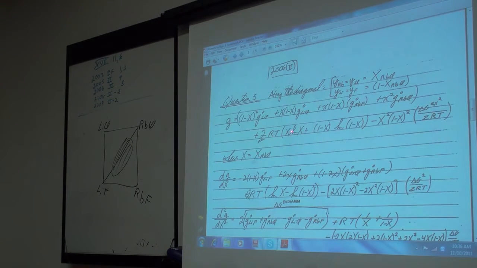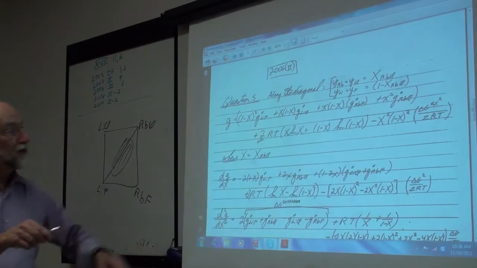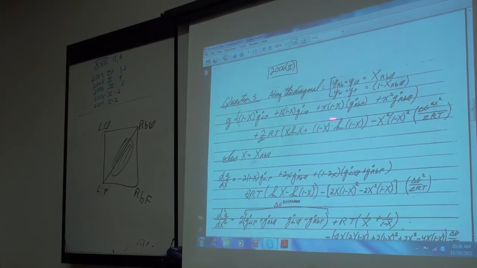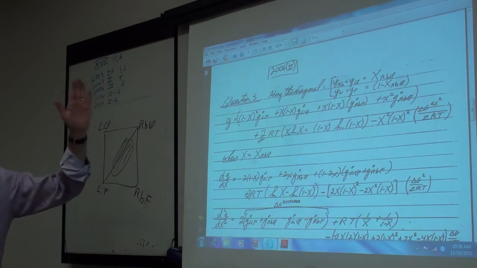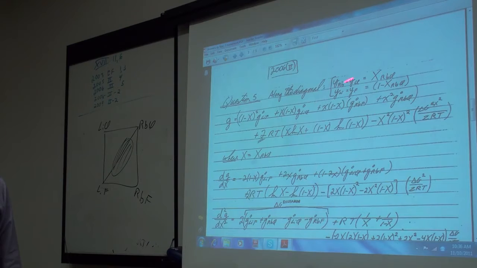Plus 2 RT, because you're mixing here. This is your mixing term, I put a 2, you have RT X log X plus 1 minus X log 1 minus X in the cation lattice and in the anion lattice. They're the same. So this is the first term for mixing the cations, the second term for mixing the anions. Minus, and then this is the short range order term, which was the product of Y lithium, Y rubidium, Y chlorine, Y fluorine, which then turns out to be, using this substitution, X squared 1 minus X squared del G exchange squared over Z RT. So that's your substitution, where X is this X of rubidium chloride.